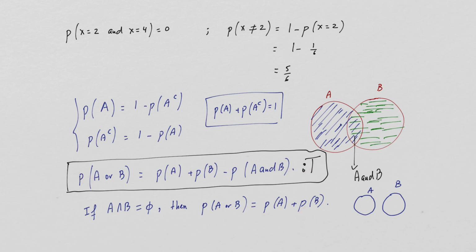You can use this, which is this piece up to here, only if the events are disjoint, mutually exclusive, have no intersection. A intersect B is the empty set. Call it whatever you want.